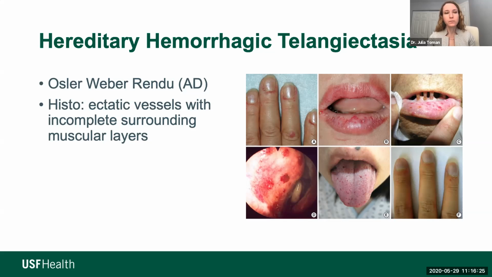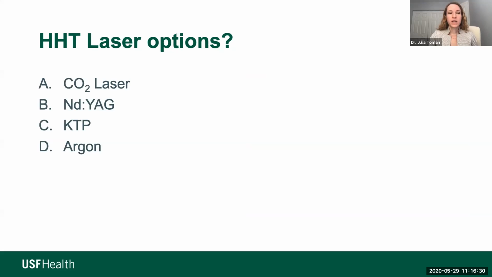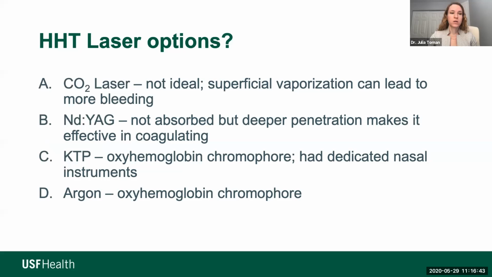This is due to the ectatic vessels within an incomplete surrounding muscular structure, which is found on histopathology. So when thinking about how to address these, what sort of laser options are good for HHT? Is it the CO2 laser, the Nd:YAG, the KTP, or the Argon Laser? I'll give you a minute to think about that. And then we'll go on to look at the options.